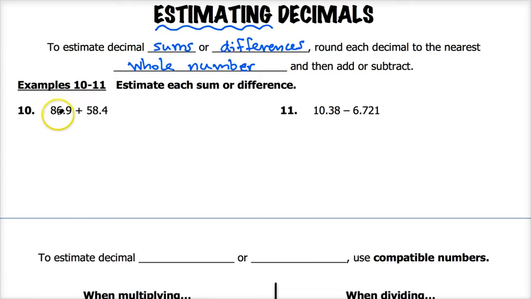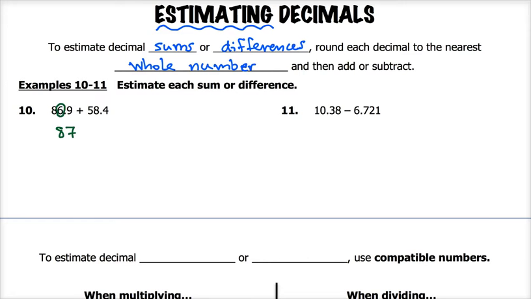So 86.9, if we round that to the nearest whole, that will become 87. Again, look at the units digit. To the right, we have a 9, so we add 1 to the 6 to make this 87. And then 58.4, round that to the nearest whole, we see this stays at 58. So really, to estimate here, I can do 87 plus 58, and that gives me 145. So 145 is a good estimate of 86.9 plus 58.4.